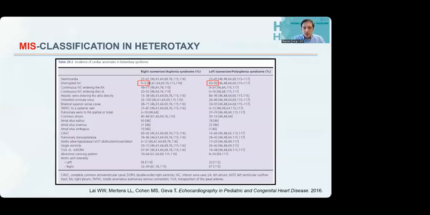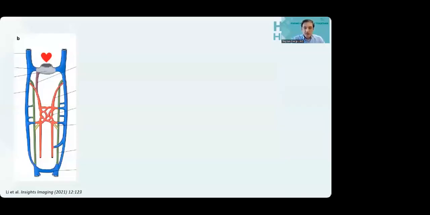It shows only one anatomical characteristic that is not shared with both groups of patients. An interrupted IVC is a very strong clue for left atrial isomerism. For that reason, I'll take a few moments to share my understanding of why this is so.